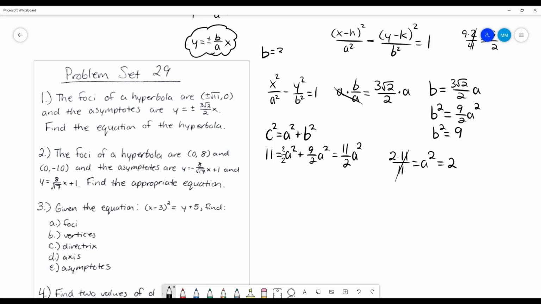That says b is 3, a is square root of 2. But all we needed was to find the equation of the hyperbola. So since we know a squared and b squared, I know it's going to be x squared over a squared, which is 2, minus y squared over b squared, which is 9, equals 1. And there's our equation.